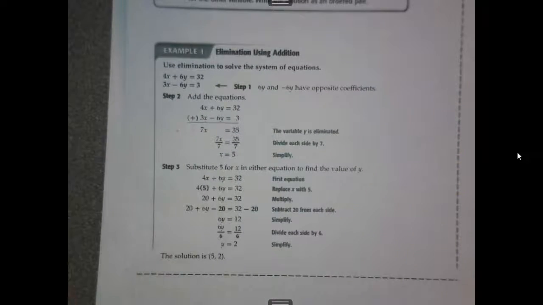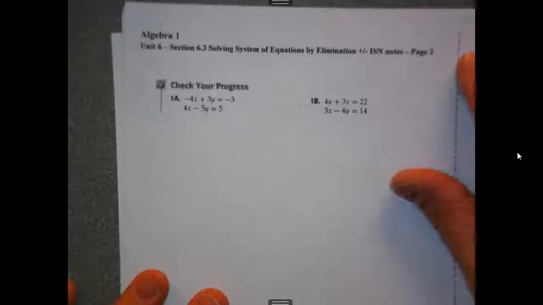This one, they have it all solved out for you. If you want to read through it, fantastic. I'm going to do one on our own. Turn the page.